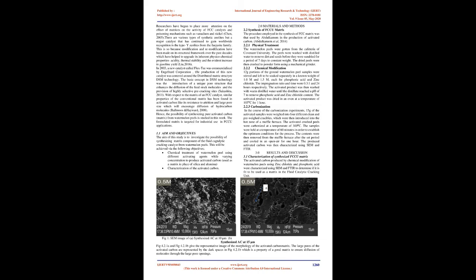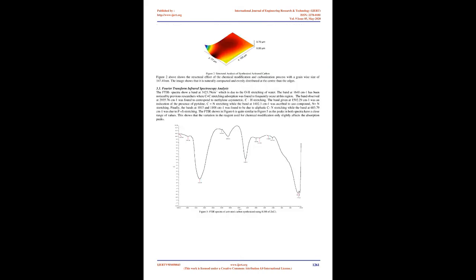The basic concept in DSM technology was the introduction of a unique pore structure that enhances the diffusion of the feedstock molecules and the provision of highly selective pre-cracking sites (Sakashita, 2011). With respect to the matrix of an FCC catalyst, similar properties of the conventional matrix have been found in activated carbon, like its resistance to attrition and large pore size, which will encourage diffusion of hydrocarbon molecules.